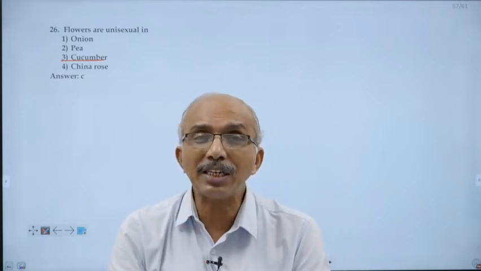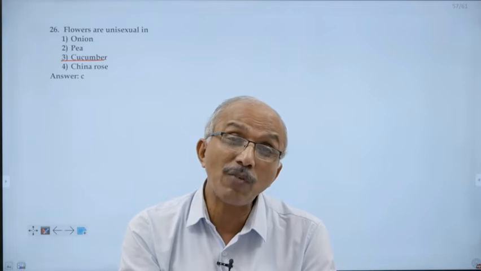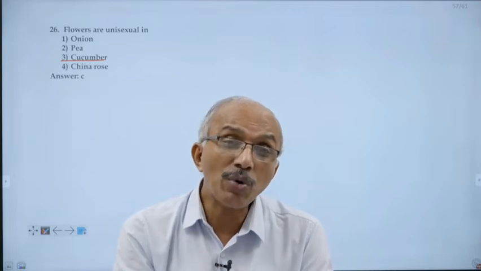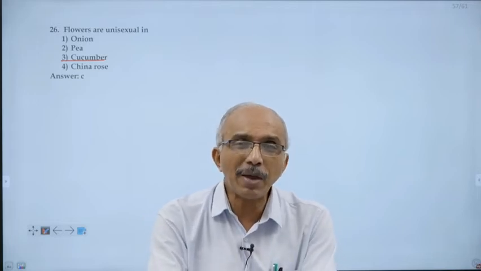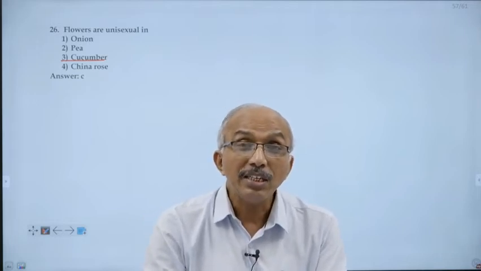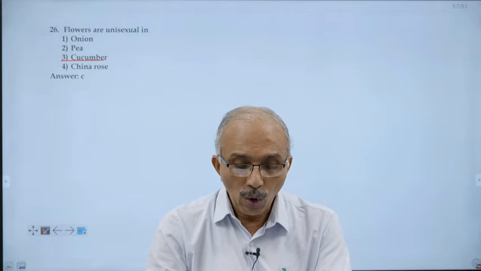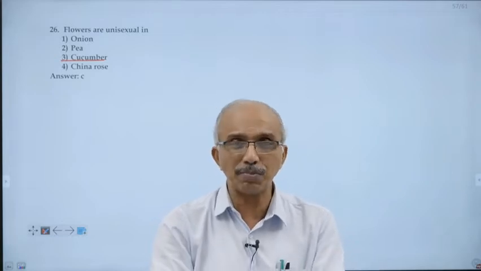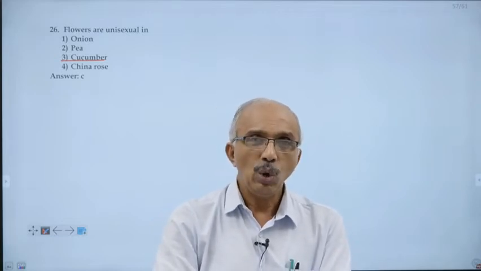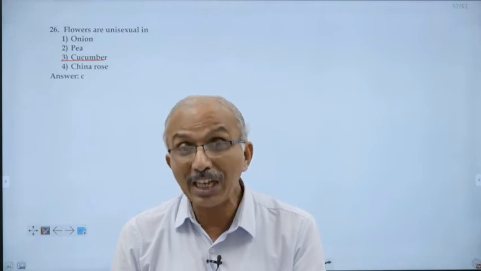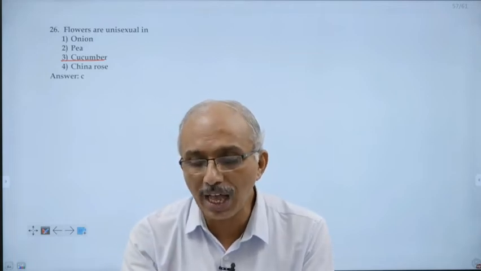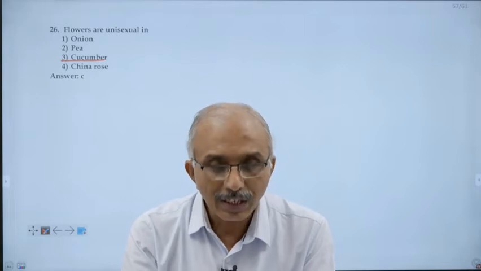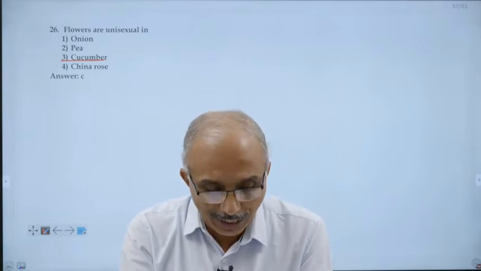But dear students, both male and female flowers are found on the same plant. So cucumber is a monoecious plant. Male and female flowers are found on the same plant, so it is monoecious.